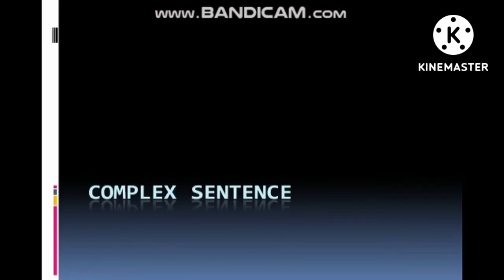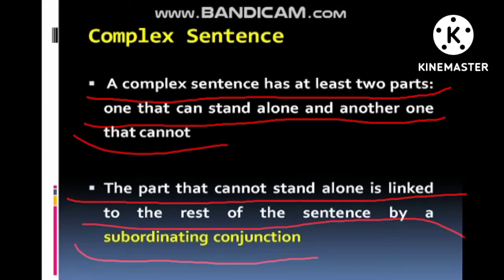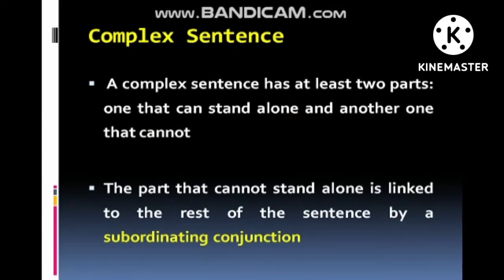Complex sentence. Complex sentence definition: a complex sentence has at least two parts, one that can stand alone and another one that cannot. The part that cannot stand alone is linked to the rest of the sentence by a subordinating conjunction. What does it mean? In simple words, a complex sentence consists of an independent clause plus a dependent clause.